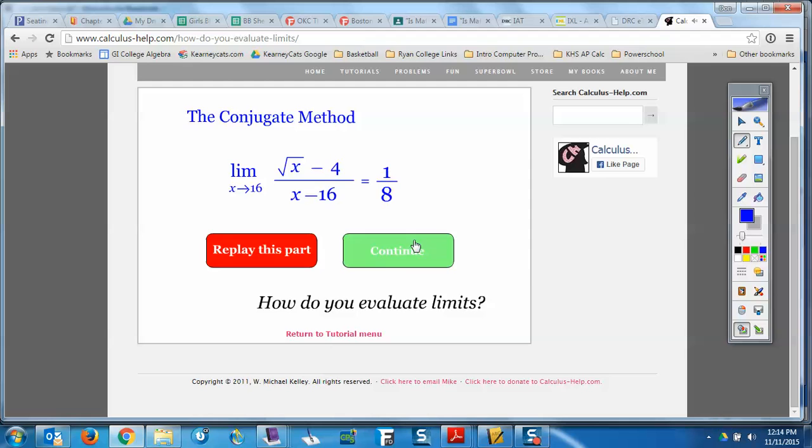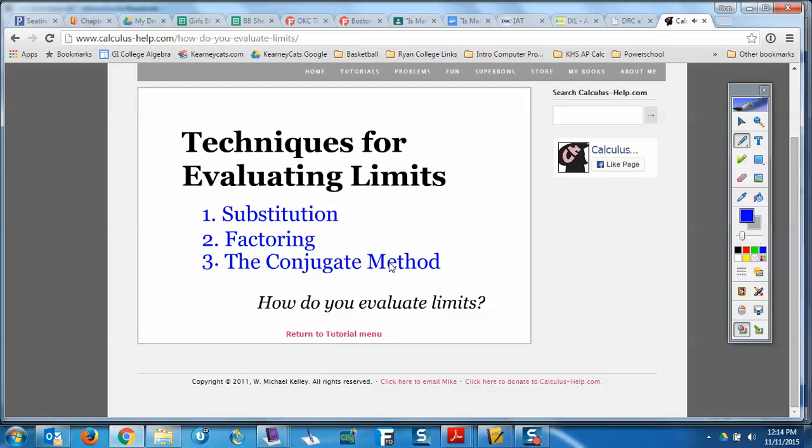Okay? One last little bit here. There you have it. There are three major methods to evaluating a limit. Substitution, which is the easiest. Factoring, which is useful when either the top or the bottom of the fraction is factorable. And the conjugate method, which is useful for radical fractions.